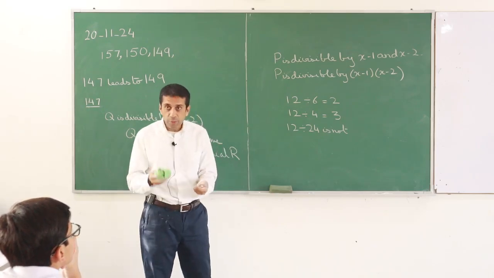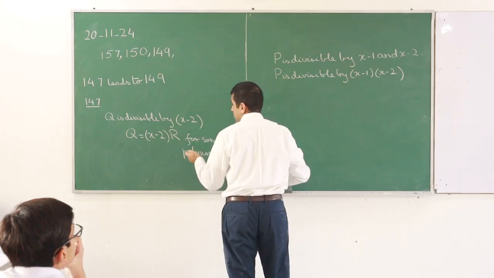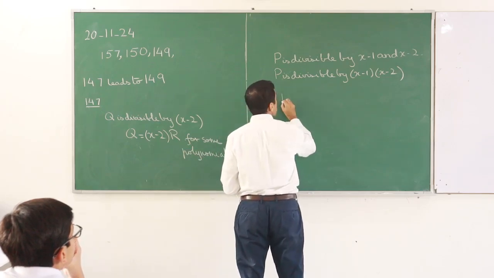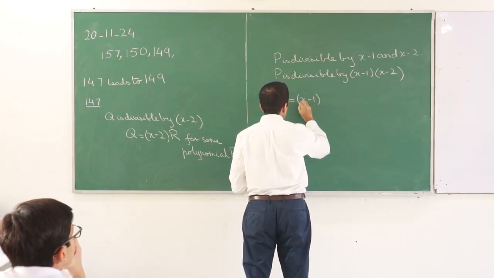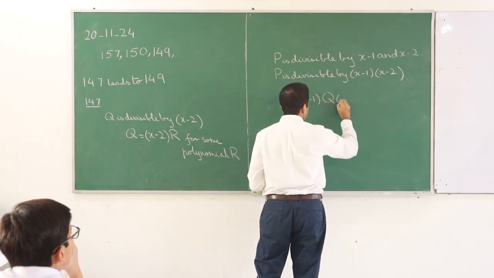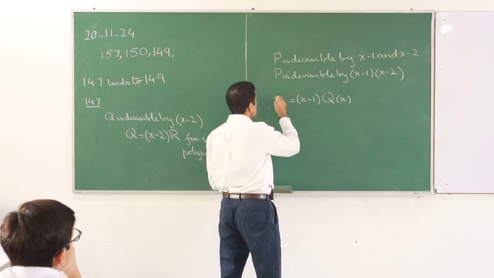So we have to make an argument. The argument was: p is divisible by x minus 1, so that means p is equal to x minus 1 into some quotient q of x, right? So this is what I know about p of x. Is this clear?